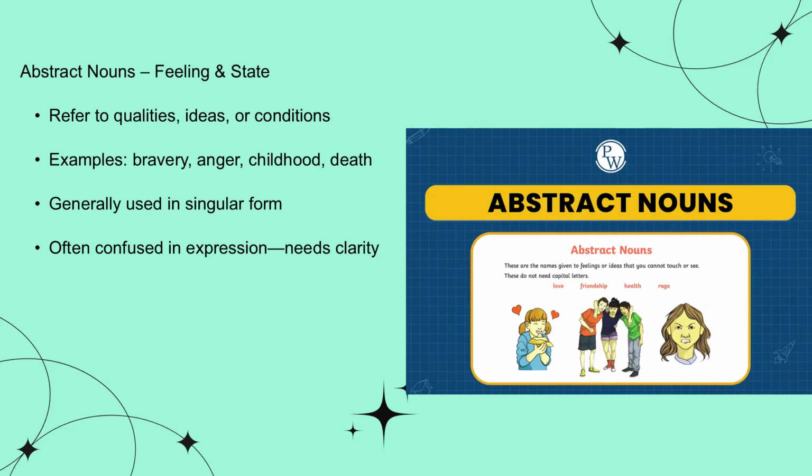Abstract nouns, feeling and state. Abstract nouns describe things you cannot touch, like feelings, ideas, or states. Words like bravery, anger, or childhood fall under this category. They are generally used in singular form. But be careful, abstract nouns often get misused or confused in expression. Always consider meaning and clarity when using them.